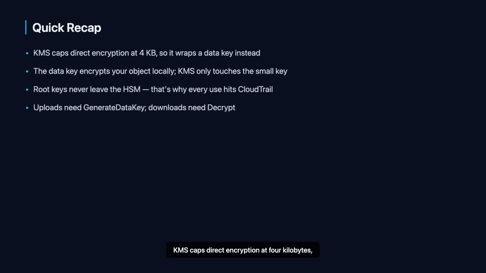KMS caps direct encryption at 4 kilobytes, so instead, it wraps a small data key. That data key encrypts your object locally, and KMS only ever touches the small key. The root key never leaves the hardware module, which is exactly why every use of it lands in CloudTrail. And here's the permission split people get wrong. The simple upload to an encrypted bucket needs generate data key because you're minting a fresh data key. Downloading that object later needs decrypt because you have to unwrap the key first. That's the mental model. Now let's talk about who owns these keys.